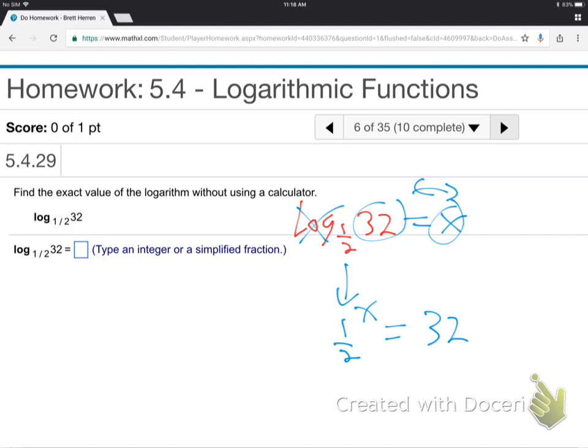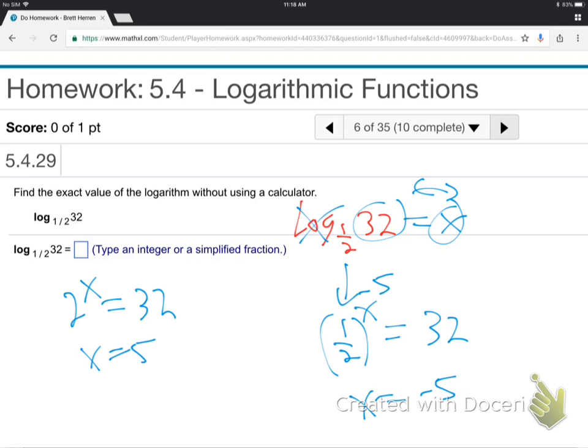So if it said 2 to what power is 32, we'd say, well, 5. 2 to the 5th is 32, right? That'd be our answer. But instead it says a half. What can take that half and flip it and make it 2 over 1 or 2? Negative. Remember, negative powers flip things? So they're testing you here if you remember the rules from algebra about negative powers. So our answer is negative 5.